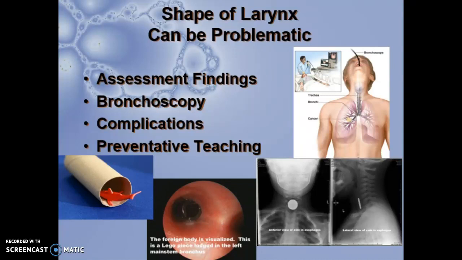Signs and symptoms of upper airway obstruction include mouth breathing, loud snoring, apnea in extreme cases, stridor, and drooling. We should teach our parents preventative strategies for choking. For example, choking hazards such as peanuts, popcorn, hot dogs, grapes, coins.